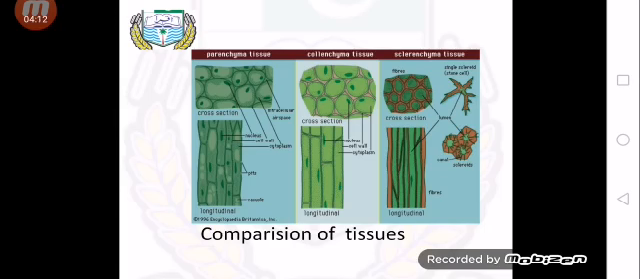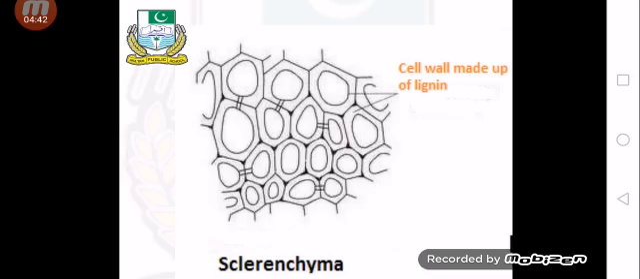In the middle it is collenchyma, it is having deposition on some areas of the cell wall. Still the cell wall is primary, but it is having deposition or thickening in some areas. And at the end on the right side it is sclerenchyma, and sclerenchyma has a thick secondary wall due to deposition of lignin, which is a non-living material, and it is going to make it dead cells.